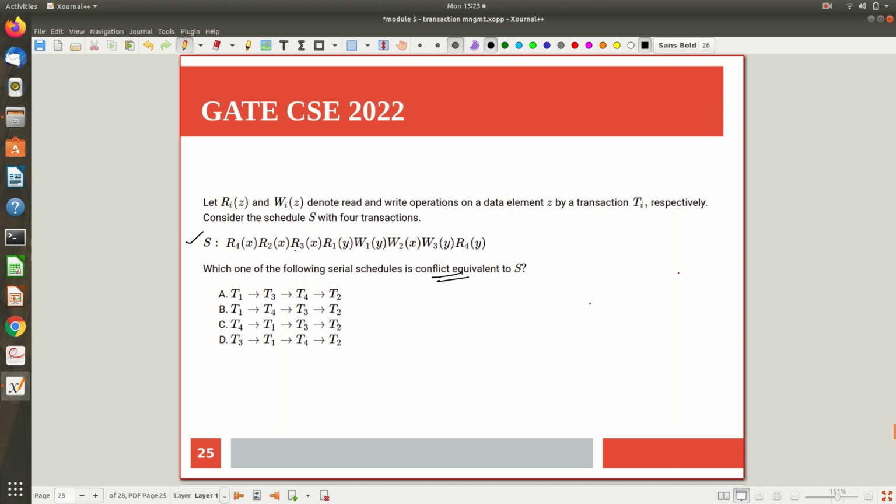The given schedule, as it says, we are interleaving, right? First I am executing this read operation from transaction number 4, then in transaction number 2 I am allowing this read operation, then I am moving on to transaction number 3 where I am allowing this read, then I am coming to transaction number 1, exploring it for the first time. Then in transaction 1 itself I am proceeding with this write operation, then I am moving to transaction 2 and write X, like that it is happening.